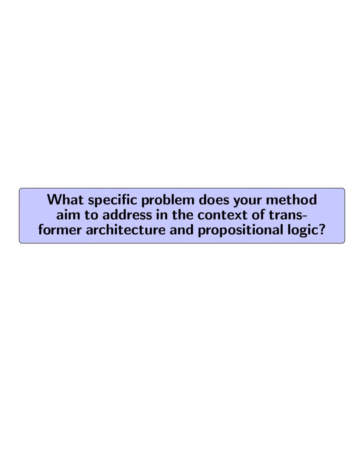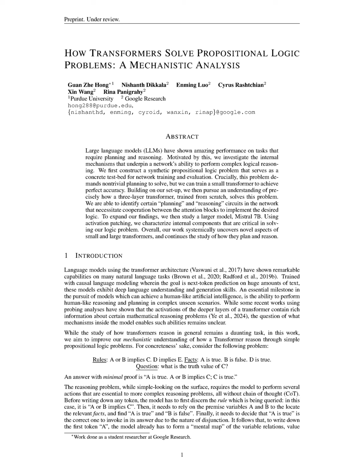What specific problem does your method aim to address in the context of transformer architecture and propositional logic? Our method aims to address the unclear mechanisms within transformer architectures that enable them to perform reasoning and planning in propositional logic problems. Specifically, we investigate how transformers internalize and plan for solving simple propositional logic problems, such as determining the truth value of a query based on given rules and facts.